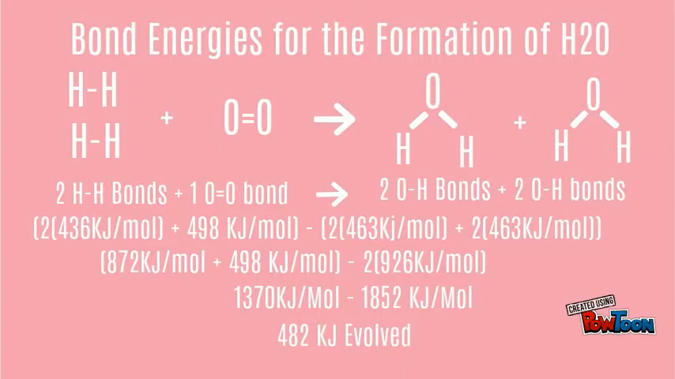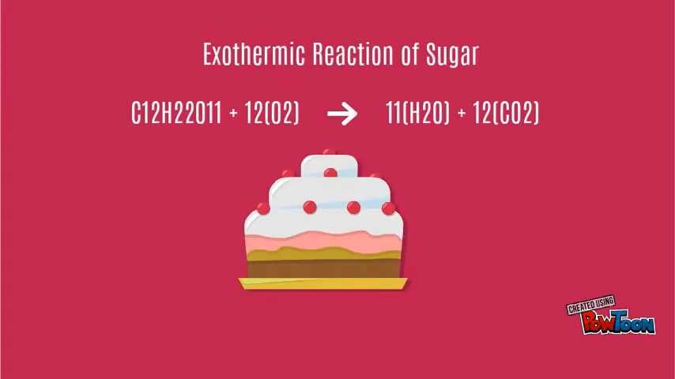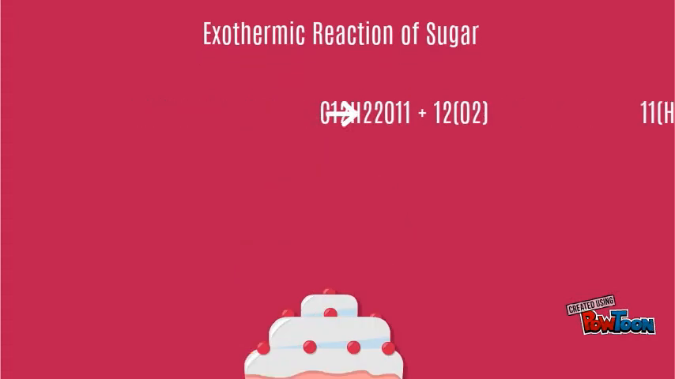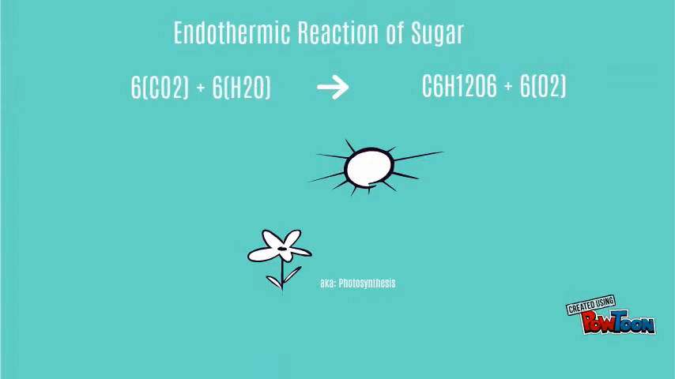takes to decompose water. But instead, for a more everyday reaction, we would use reactions with sugar. Exothermic reactions using sugar molecules results in the formation of water and carbon dioxide. This reaction is used in the baking of cakes, or most commonly in the dessert of flan. An endothermic reaction using carbon dioxide and water results in a less complex sugar molecule and oxygen. This endothermic reaction is also known as photosynthesis.